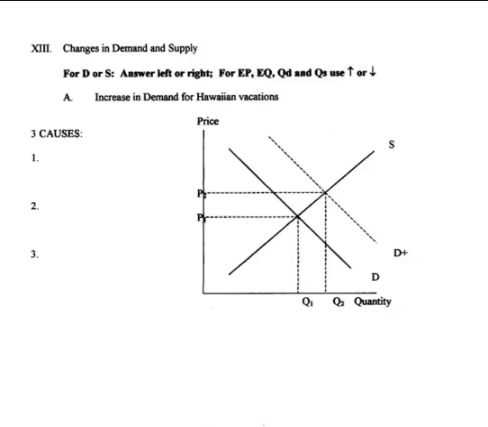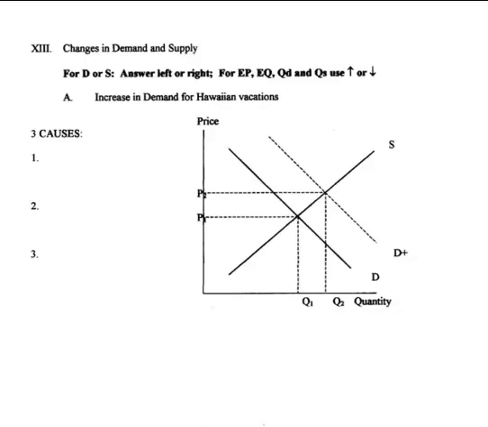Now typically I would ask students in class to give me 3 causes for an increase in demand for Hawaiian vacations. Because you're going to be given a lot of questions where events will be described, and the whole idea is you have to figure out whether the event shifts demand or shifts supply. So remember, there are 6 shifters for demand: income, price of complements, price of substitutes, buyers' tastes and preferences, buyers' expectations, and number of buyers.